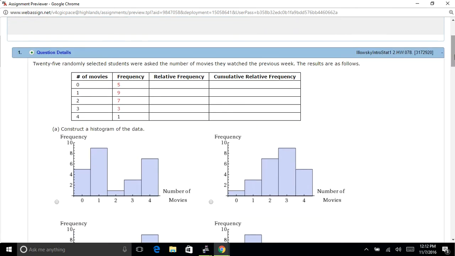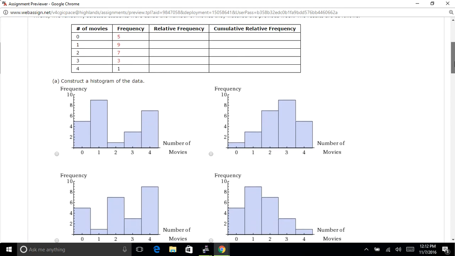Hi, let's go ahead and do chapter 2 practice problems. So, right now I'm going to start with question number 1. 25 randomly selected students were asked the number of movies they watched the previous week. The results are as follows: 5 watched 0 movies, 9 watched 1, 7 watched 2, 3 watched 3, and 1 watched 4. Construct the histogram.